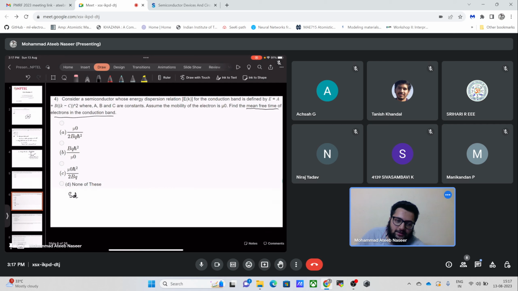Tanish, average number of electrons before collision. What do you mean by this term, this mean free time of electrons? The time before collision, yes, we can say that. Any other? Tau? Yes, tau.